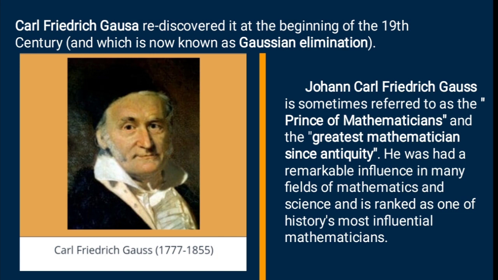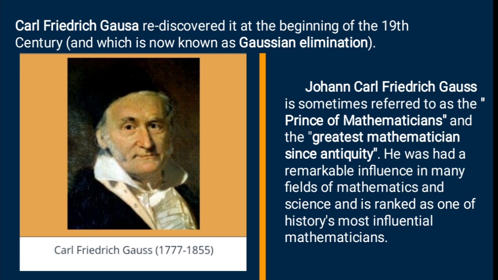Johann Carl Friedrich Gauss is sometimes referred to as the Prince of Mathematicians and the greatest mathematician since antiquity. He had a remarkable influence in many fields of mathematics and science, and is ranked as one of history's most influential mathematicians.